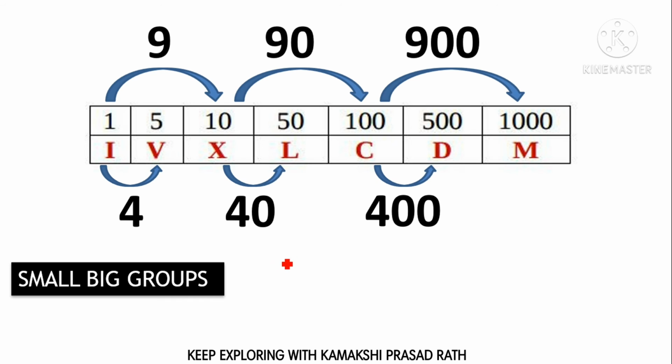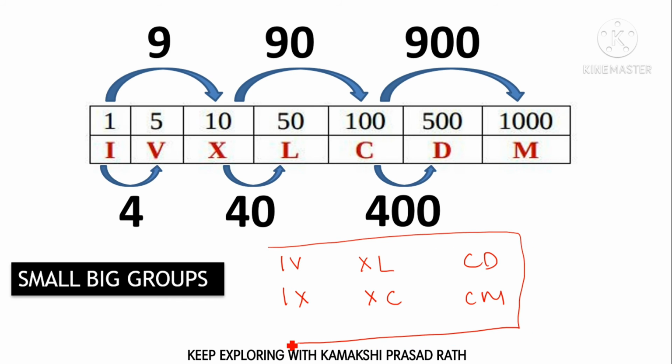So these are IV, IX, then XL, XC, CD and CM. So anywhere you have to remember these 6 groups. So these are the small big groups you use in the Roman numeral. These are the only 6 places where we subtract.